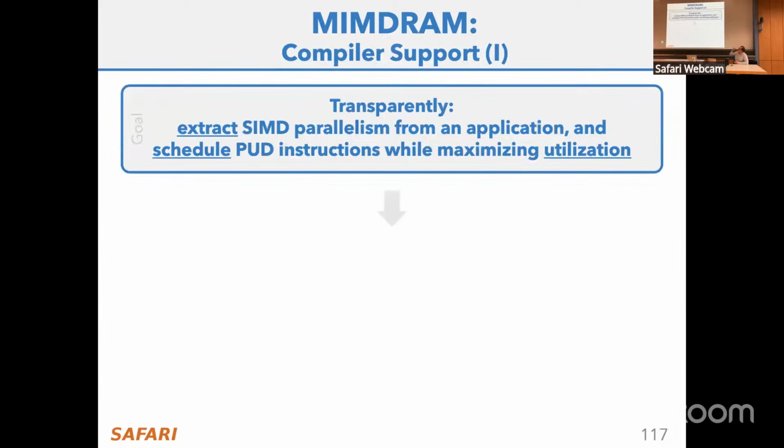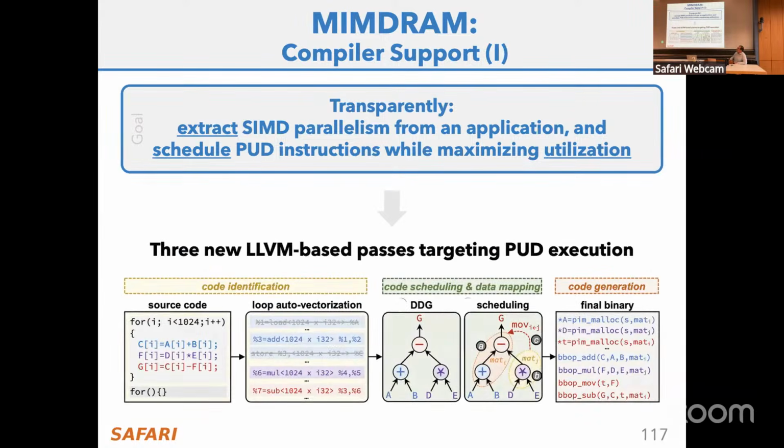So basically, the compiler transparently extracts SIMD parallelism and schedules this processing using DRAM operations while maximizing the utilization of DRAM as much as possible. Geraldo implemented three new passes in LLVM, the low-level virtual machine, which is a relatively popular compiler today, targeting this execution. So there's automatic code identification. There's auto-vectorization that's done by LLVM. Again, this part is not, in my opinion, necessary. But if you want to do it completely transparently to the user, you need to do auto-vectorization.